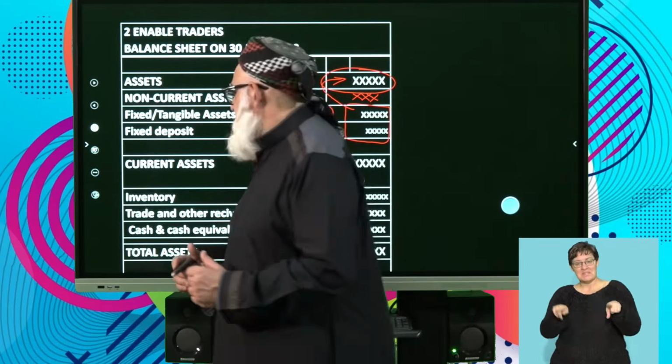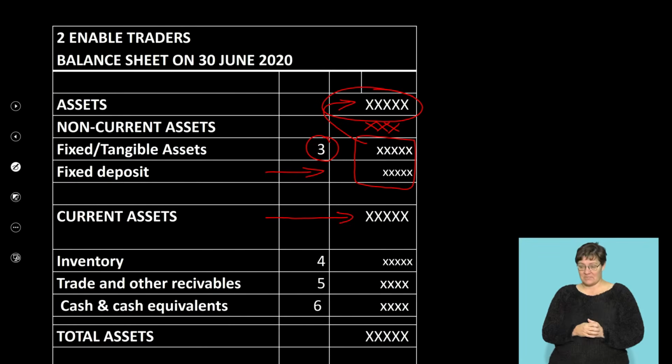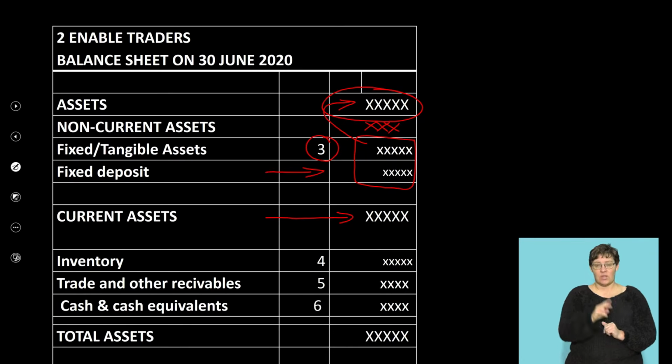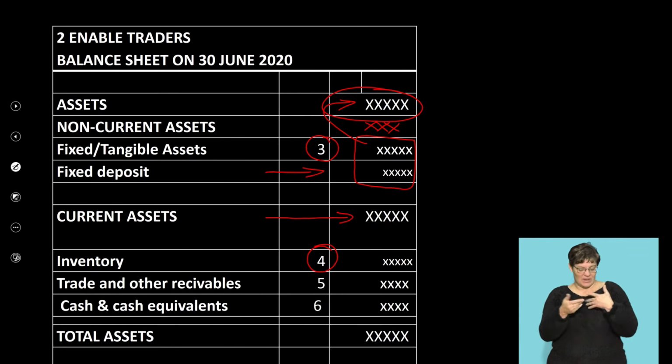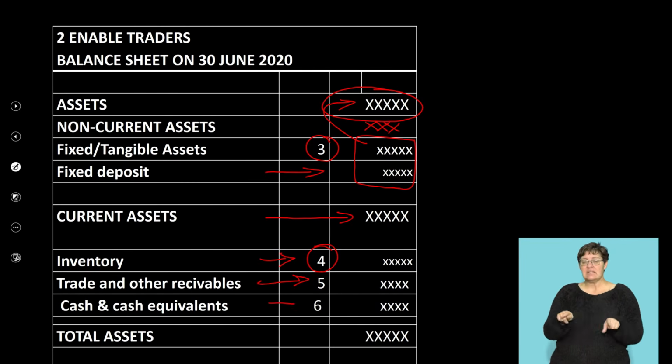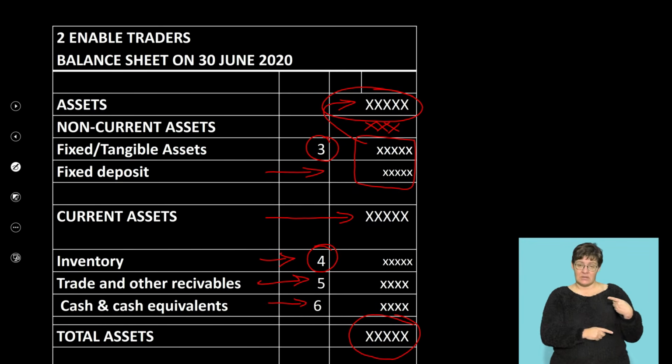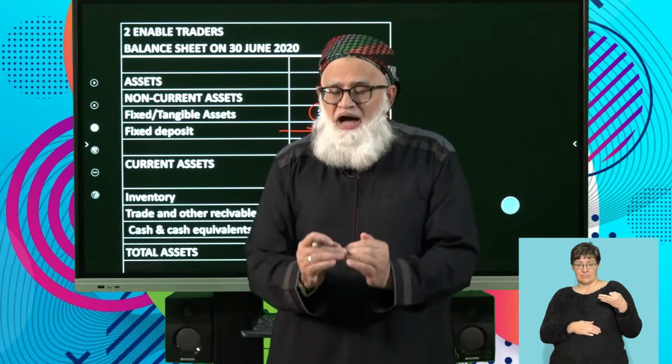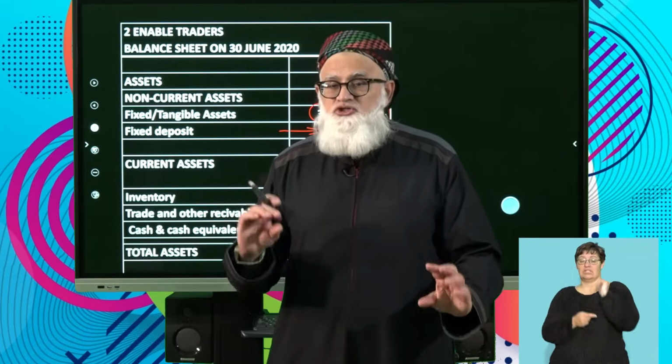Watch this here. Before we get there, let's look at our inventories. We've dealt with inventories, which is trading stock plus consumable stores. We've dealt with trade and other receivables, and we've dealt with our cash and cash equivalents. That then gives me my total assets. So what makes up my total assets? It will be my tangible assets plus my financial assets plus my current assets. Those three components will be the top half of my balance sheet, giving me total assets.